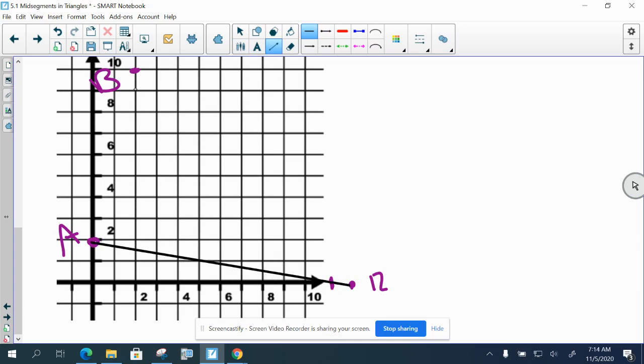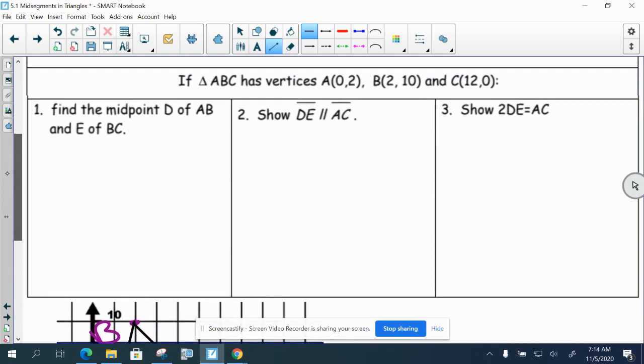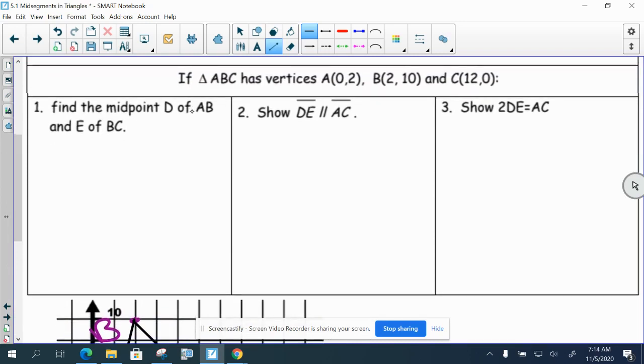So here's a little coordinate proof of the mid-segment theorem. All right, so there's our triangle. And number 1 says find the midpoint D of AB and E of BC.